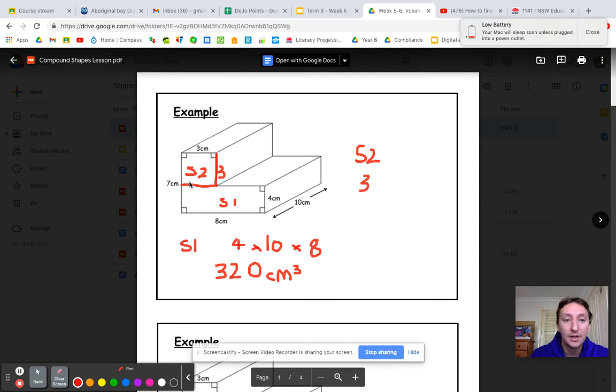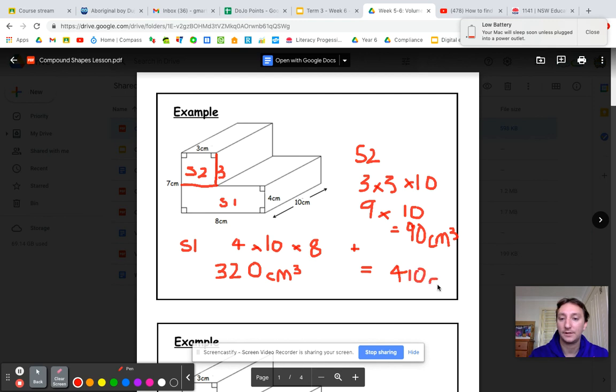It's 3 centimeters wide, so 3 times 3. And then my length. The length is the same as the length along here, so that's 10 centimeters. So I'm going to multiply those three numbers together. So 3 times 3 is 9. Times 10 is 90 centimeters cubed. The next part I need to do is add those two together. So 320 plus 90 equals 410 centimeters cubed.